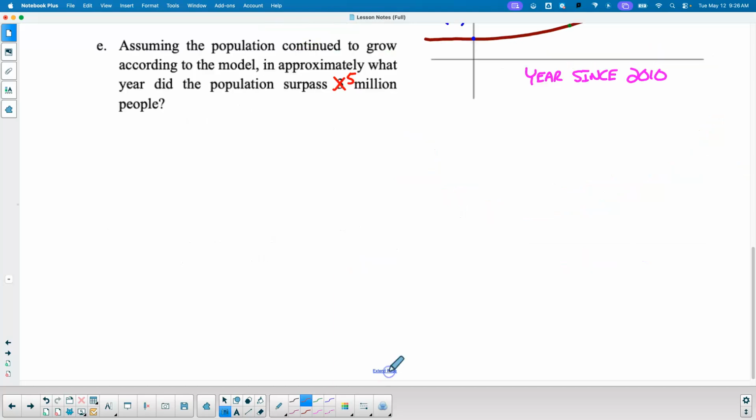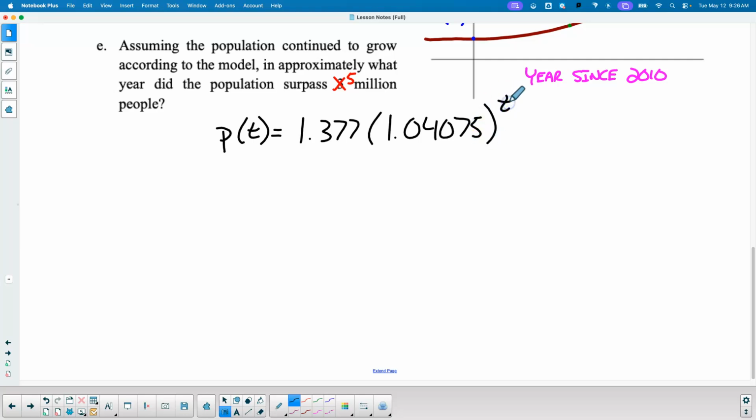So in terms of 5 million now, my P of t function was 1.377 times 1.04075 to the t power. P of t now is going to be 5, and I need to solve this for t. Using your vast mathematical knowledge, what should we do first? Divide by 1.377.